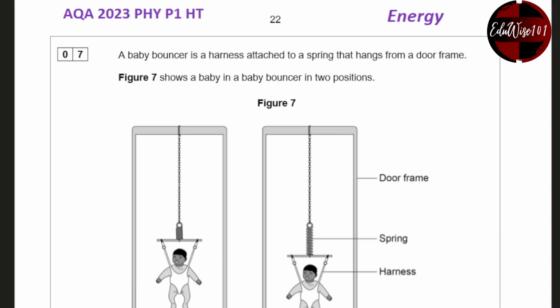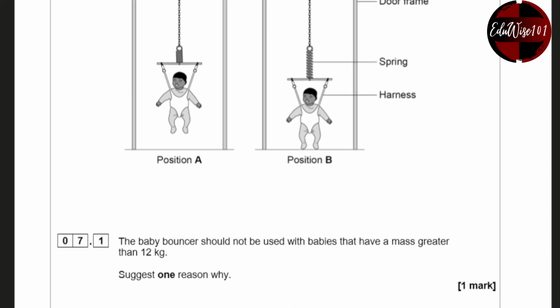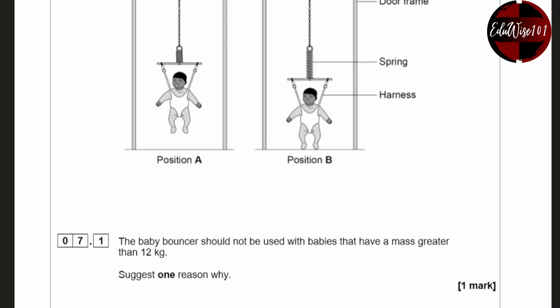So in position A, the baby is in the up position, and position B is, you could say, the baby in the down position. The baby bouncer should not be used with babies that have a mass greater than 12 kilograms. Suggest one reason why. Now, depending on the mass of the baby, if the baby is not moving, this spring is going to extend depending on the mass of the baby. Right? Now, if the baby is too heavy, then the spring might extend way too much. Right? Let's say this is a heavy baby that's shown in position B.